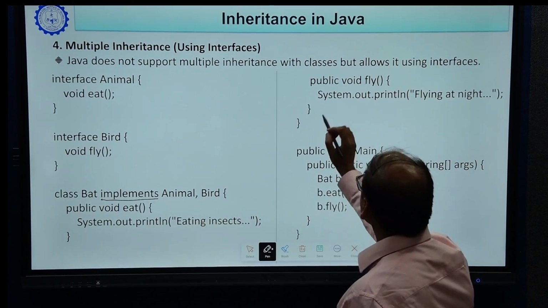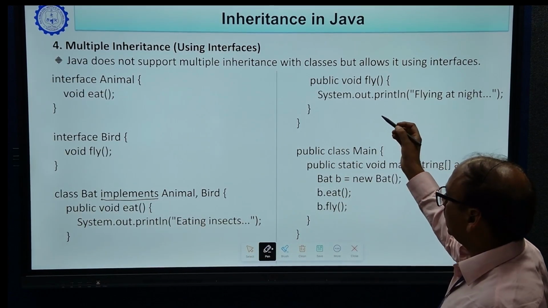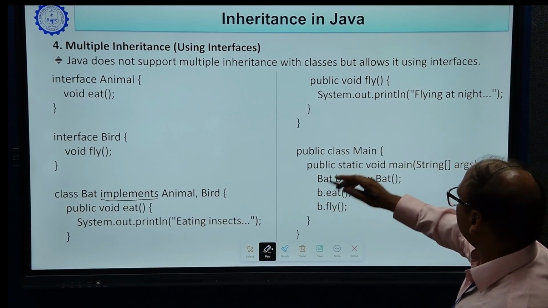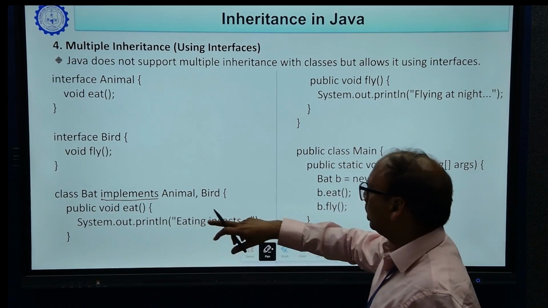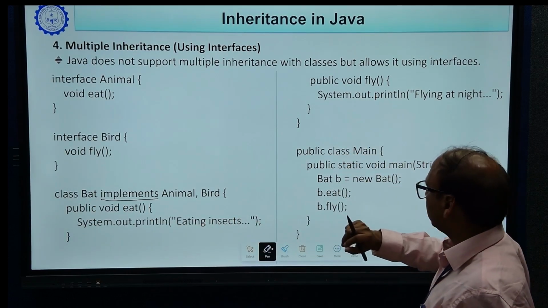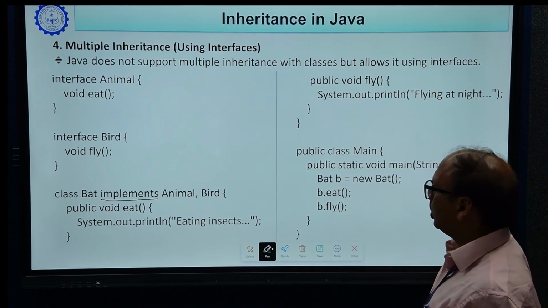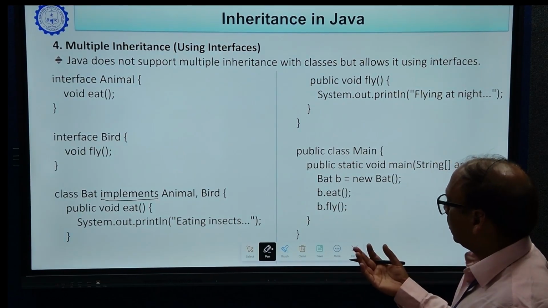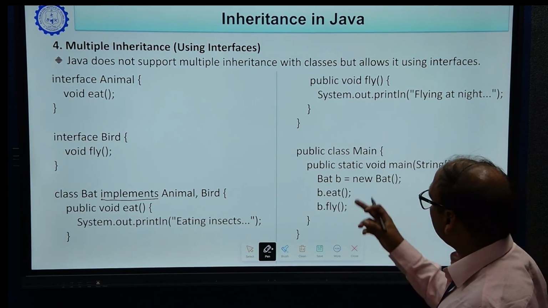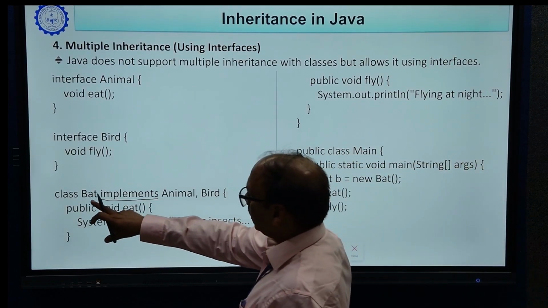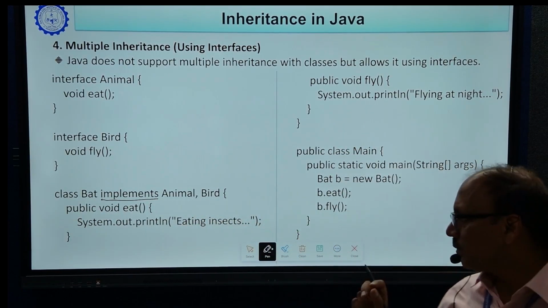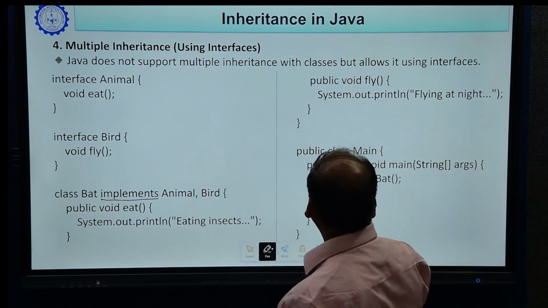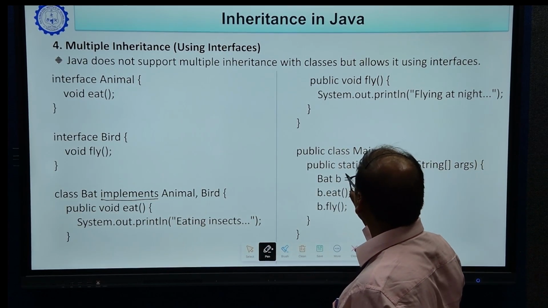So these, eat and fly, two methods are written in this bat class. One is eat and another is flying, right? Now the important point is that when we are creating an object of the class bat, right? So b is the object of the bat class, right?